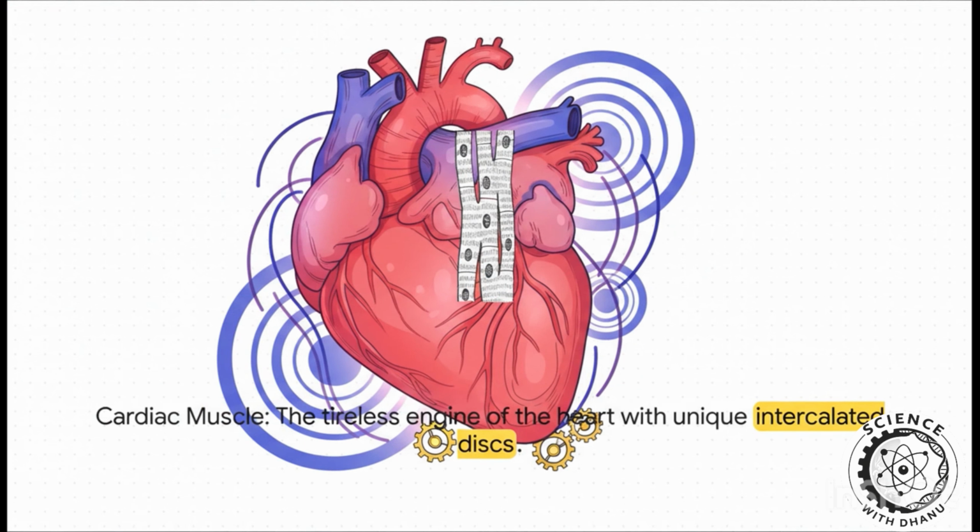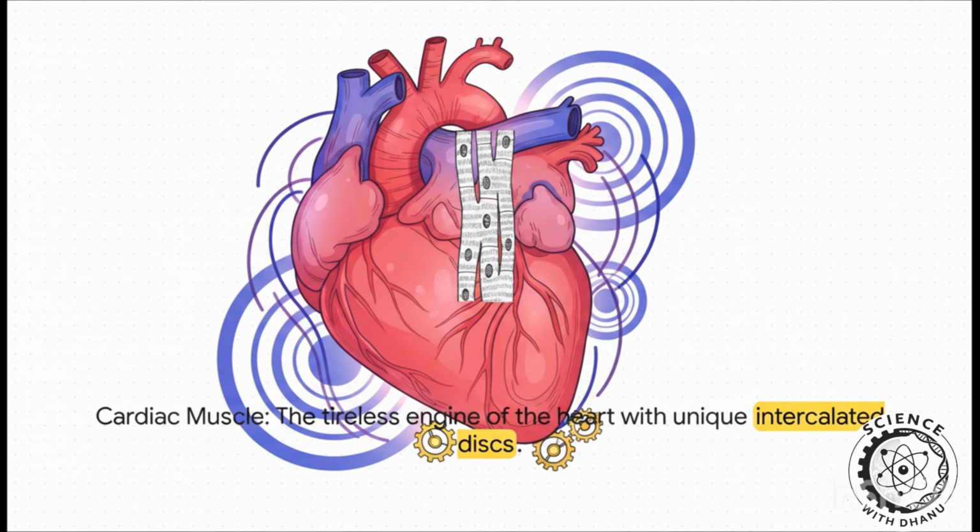And then we have the superstar of muscles, cardiac muscle. You only find this in one place, the heart. It's striped like skeletal muscle, but it's involuntary, like smooth muscle. And you see those dark lines? Those are called intercalated discs, and they're super important. They connect all the cells so they can beat in perfect, tireless rhythm for your entire life.